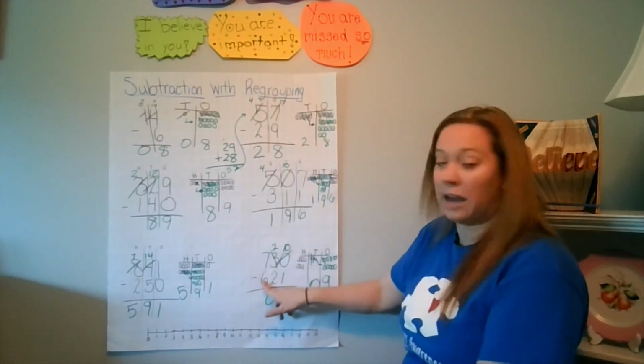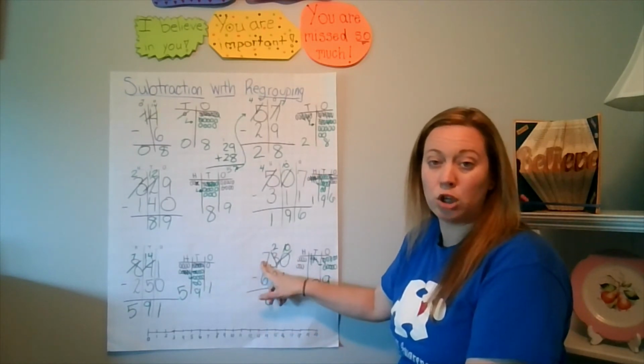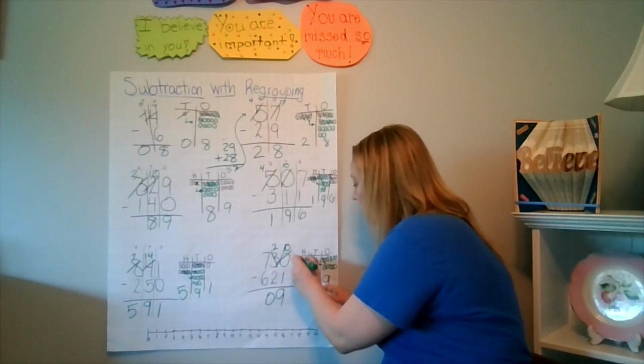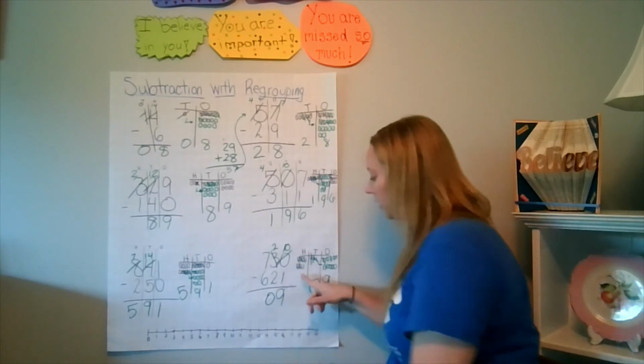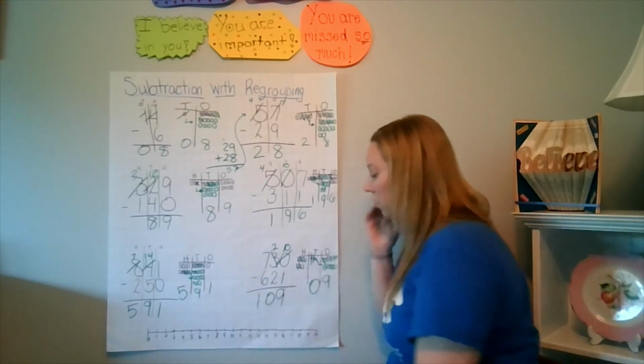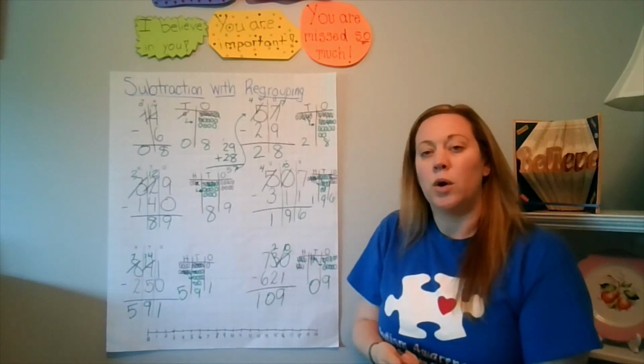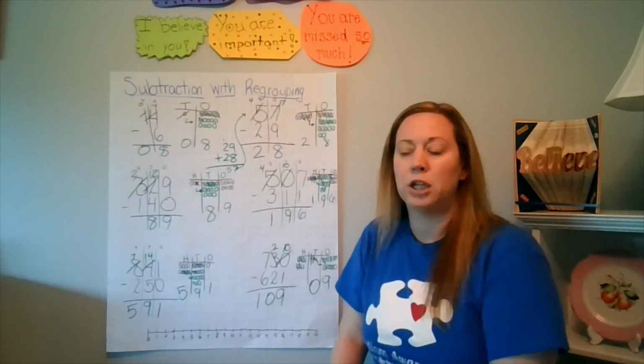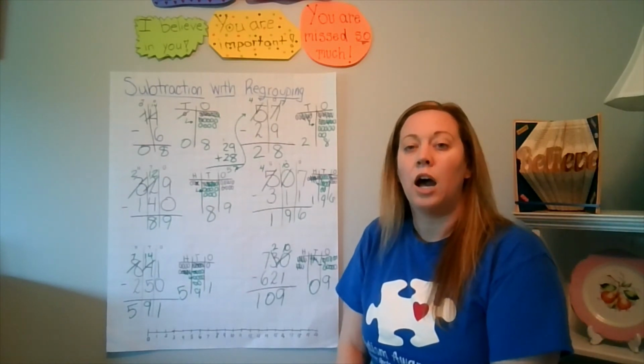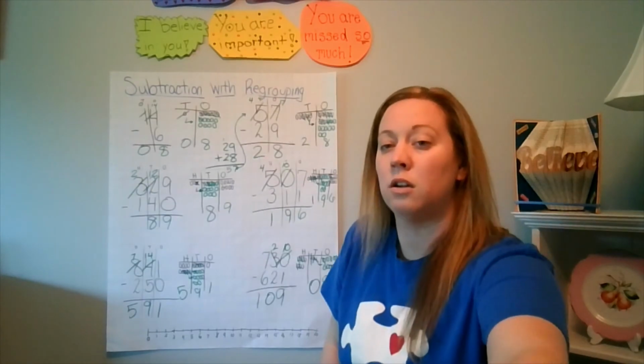And now I have 7 minus 6. My number's larger on top, so no need to stop. 1, 2, 3, 4, 5, 6. I have 1 left over. 109. So on the next slide, you're going to see the problems that you guys are going to try at home, okay?